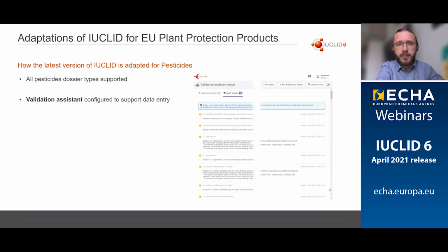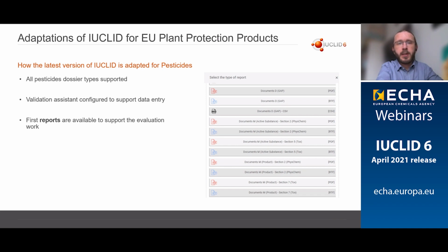The second part of adaptations made for EU plant protection products in Euclid is the validation assistant. This validation assistant has been configured in order to support data entry in this context. So when you are preparing an EU PPP dossier, you can validate the content of your dataset and see if all the information required has been specified and recorded.